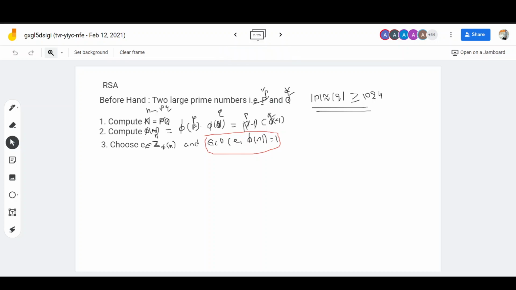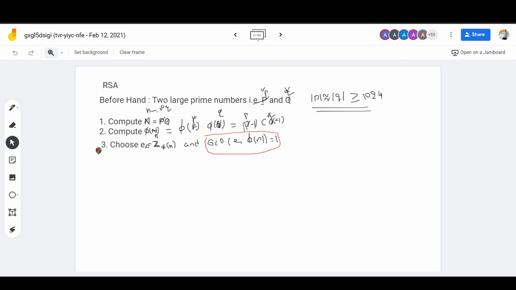Whenever GCD of e comma pi of n is equal to 1, it means that e and pi of n are relatively prime numbers. If these two are relatively prime, then the multiplicative inverse exists, so that you can generate the private key. Why? Because this e, whichever we choose right now, we call it the public key. Do you understand now why we write this? The next one we need to go to.